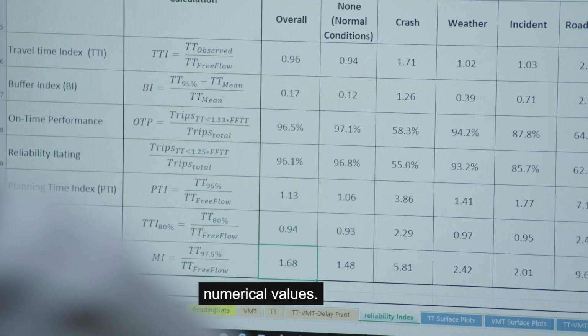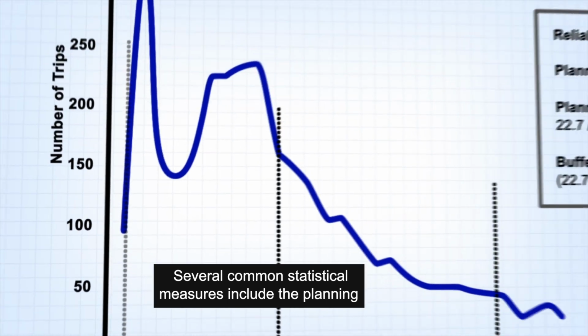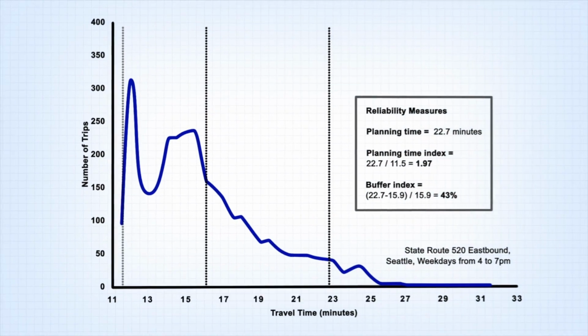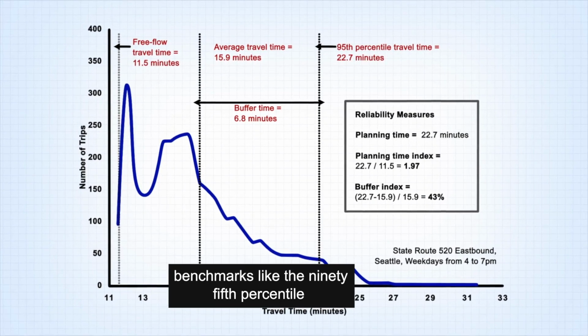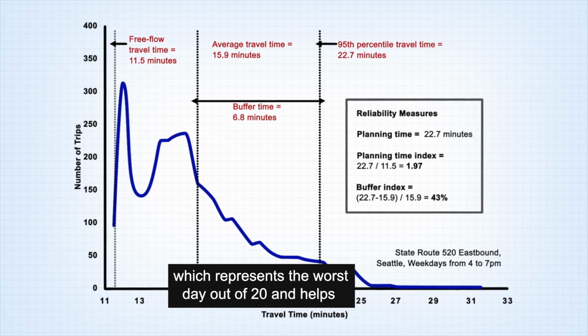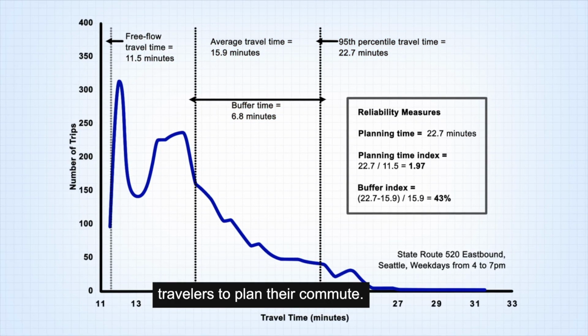Finally, statistical measures describe the reliability results by summarizing key data points from the charts and graphs into single numerical values. Several common statistical measures include the planning time index and the buffer index. These measures capture important reliability benchmarks, like the 95th percentile, which represents the worst day out of 20, and helps travelers to plan their commutes.